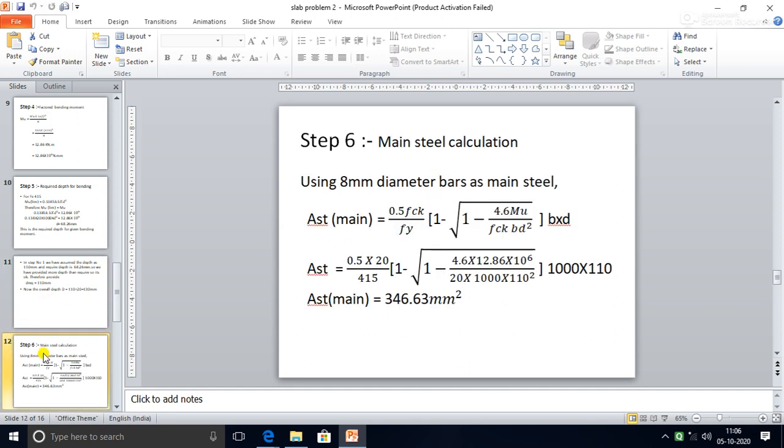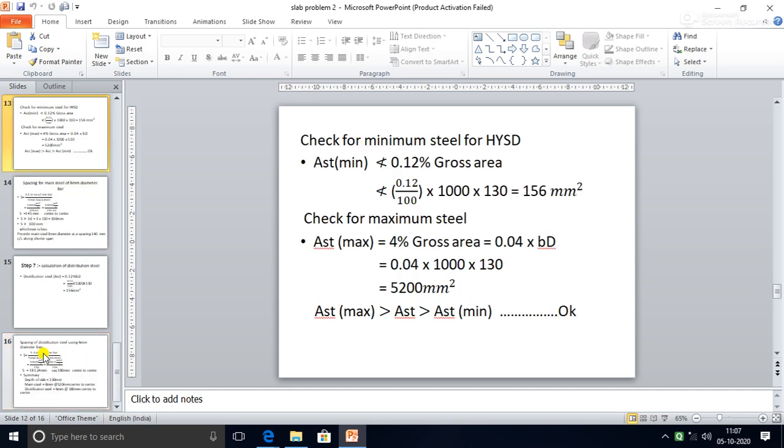Then the next step is the calculation of main steel using 8 mm diameter bars. Since in the problem 8 mm diameter bars are given as main steel, the main steel is calculated using this formula. Ast main is equal to 0.5 fck upon fy into bracket 1 minus under root of 1 minus 4.6 Mu upon fck bd square, bracket complete, into b into d. Put all the values of fck and fy, width, depth, and the Ast main is calculated as 346.63 mm square. This is the main steel.